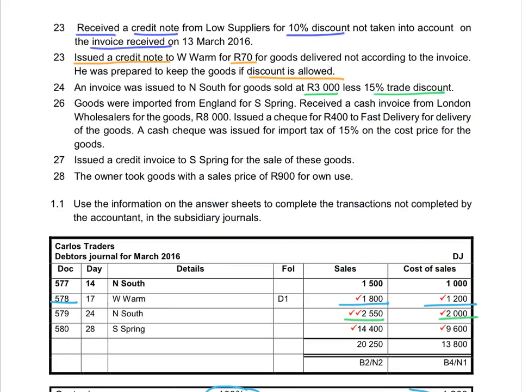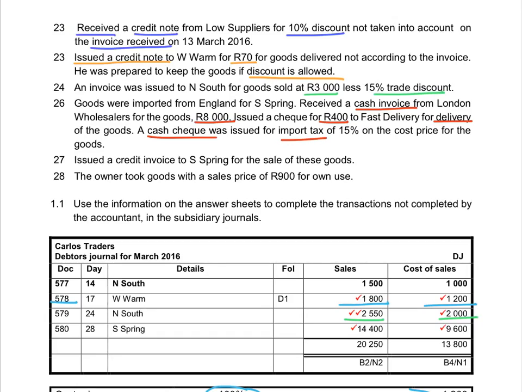Goods were imported from England for Spring, so we specially bought these goods for a specific customer. We received a cash invoice from London for 8,000, so it means that we paid them immediately 8,000 Rand for the goods purchased. We issued a check for 400 for delivery of the goods. So this is also a check, paid, so it will also be recorded in the cash payments journal. And we issued a cash check to pay for the import tax, so all three of these entries will be recorded in the cash payments journal.